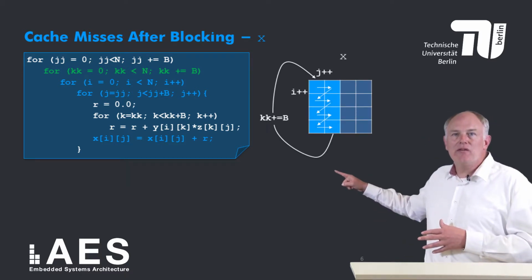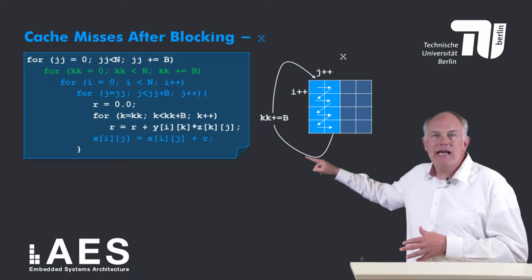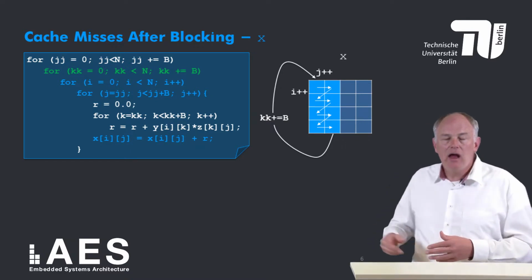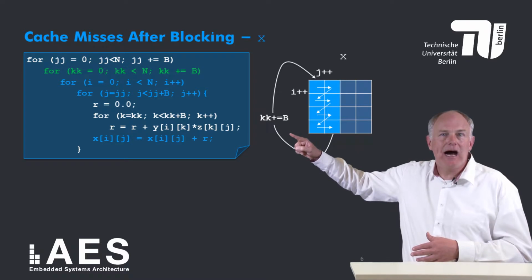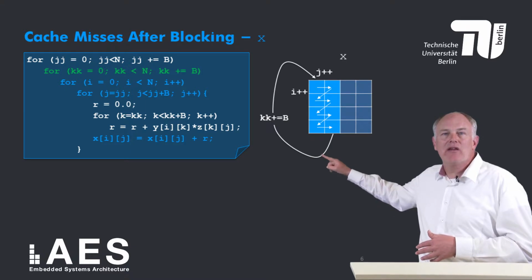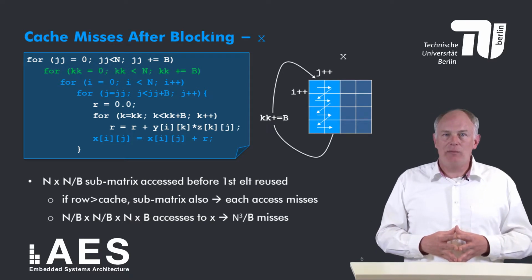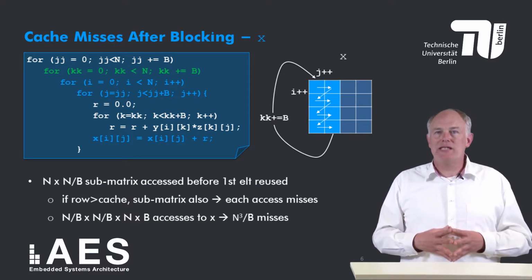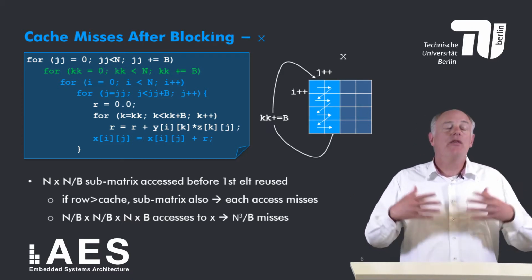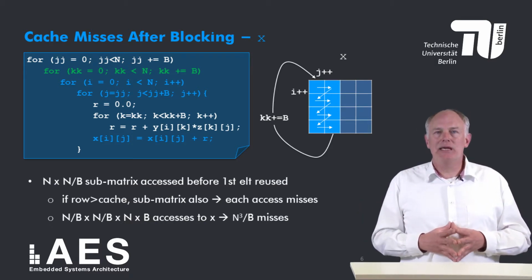This figure illustrates that the two inner loops, highlighted in blue in the code, access an n times n over b submatrix of X. Then the loop index kk, highlighted in green, is incremented, and we access the same submatrix again. So we see that we access an n times n over b submatrix of X before the first element is reused. Since we assume that a row is larger than the cache, the submatrix also does not fit in the cache. So each access to X misses.